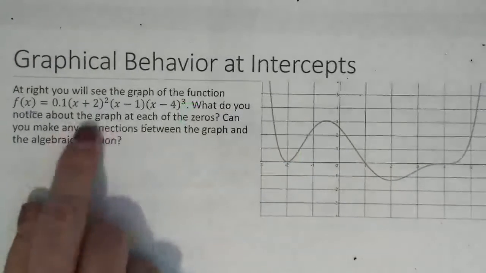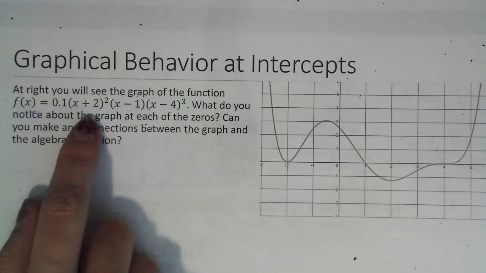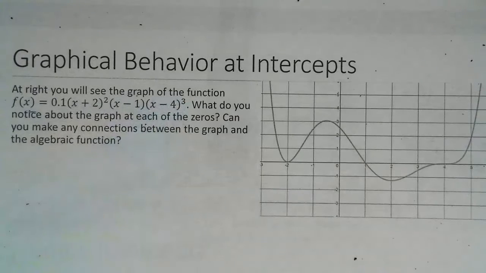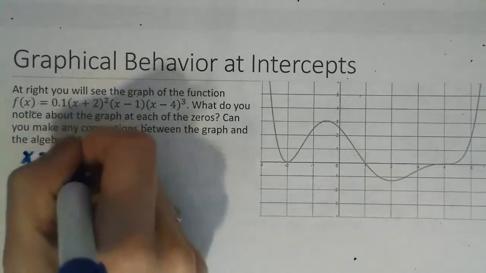So we know, because this is in factored form, that we are going to have zeros, which are also known as x-intercepts, at negative 2, positive 1, and positive 4. So let's take a look at this. At x equals negative 2.